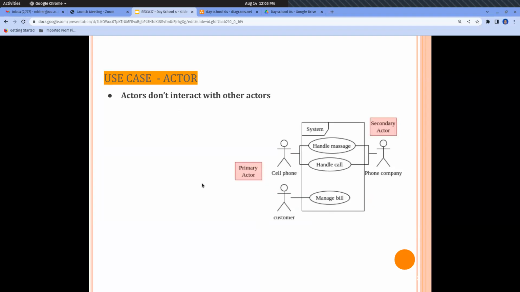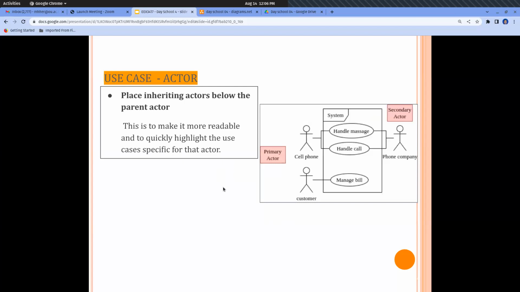Actors don't interact with other actors. We cannot directly put a relationship between actors. We can't write a direct link between the cell phone and the phone actor. All those relations go through the use cases. But in one kind of relationship, we can relate actors. I will explain later.